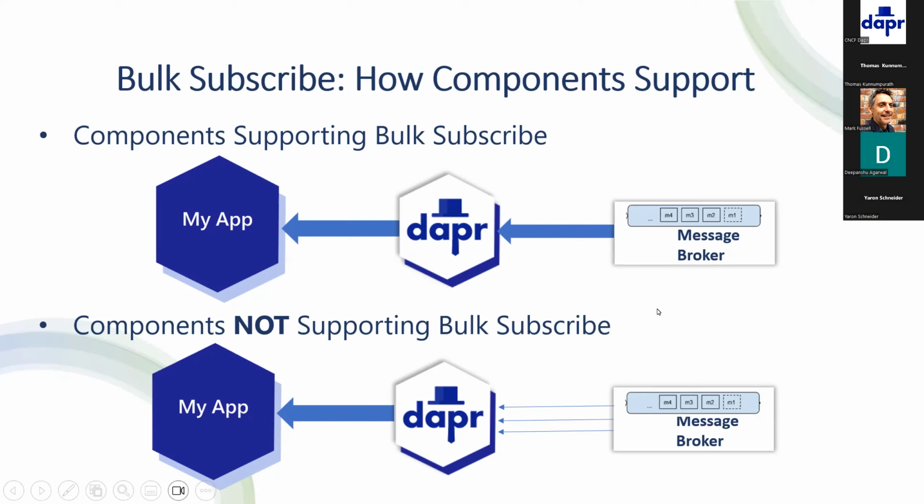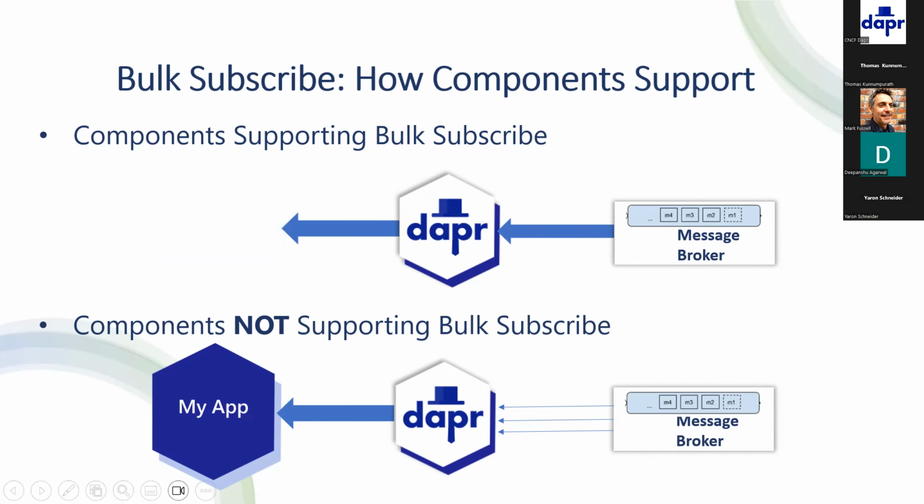So if I talk about the supporting components with 1.10, for bulk publish we have three components, which are Kafka, Azure Service Bus, and Azure Event Hubs. And for bulk subscribe, we have two, Kafka and Azure Service Bus. So basically, the components that I just listed fall in the top category, and all the rest of the components fall in the lower category, the non-supporting ones.